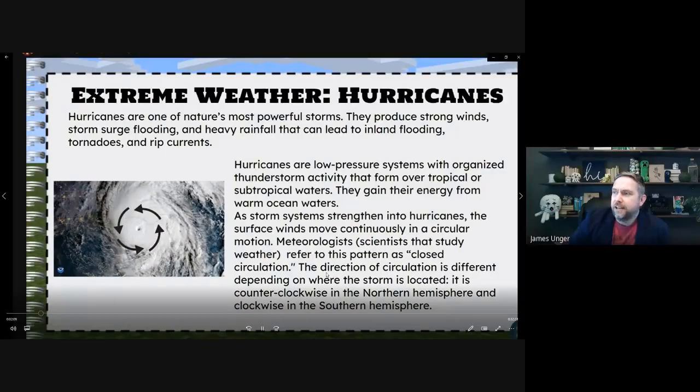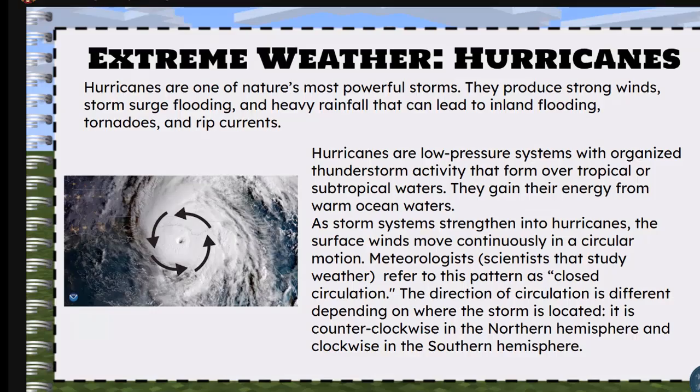So here we were just looking at, this is the beginning of class, and can you hear yourself? I can all the time when we have thunderstorms. But the difference with hurricanes is they form over tropical and subtropical waters, and they also rotate. If you look at this picture, they rotate in a circular motion.